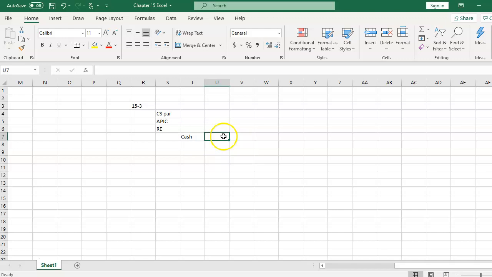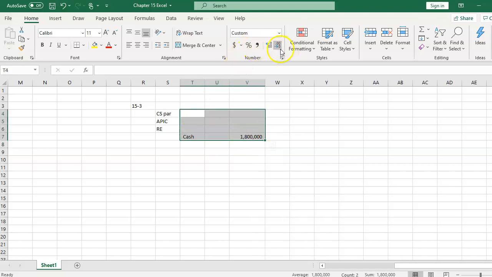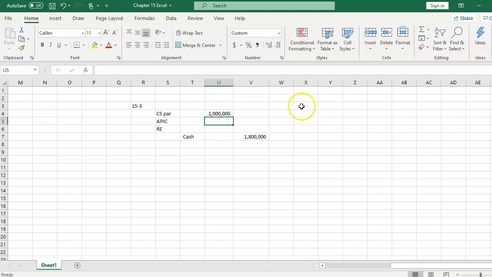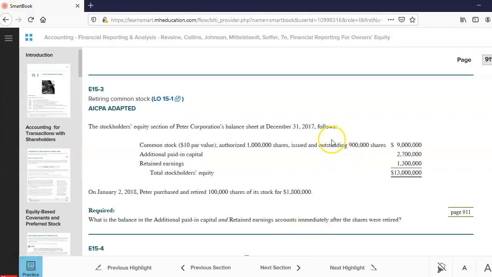And so the problem said that we bought shares worth $1.8 million. Okay, so there's my 1.8 million. Let me format this so it looks a little bit easier to follow. So we spent $1.8 million to retire these shares. The debit to common stock par is for 100,000 shares, and those shares were $10 each. Okay, so that's $1 million. So $10 times 100,000 shares. And then, go back to the problem so you see the numbers here. So $10 par value right here, okay? And so that's the debit there.